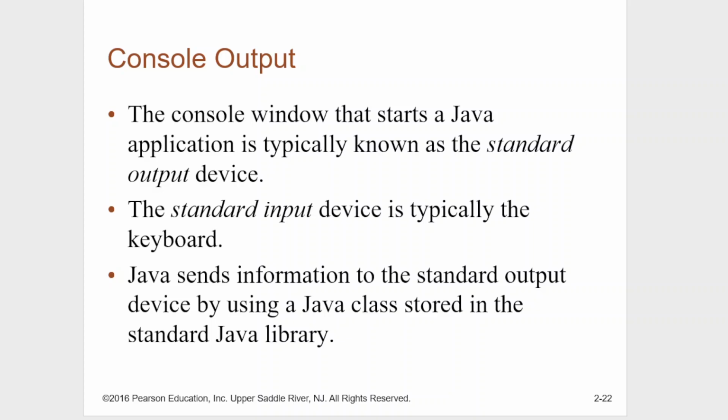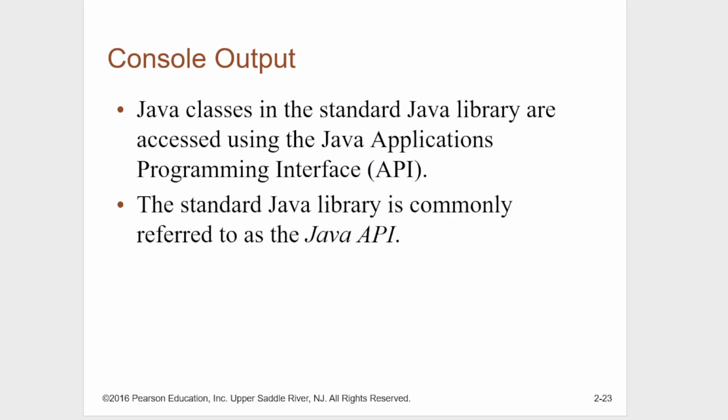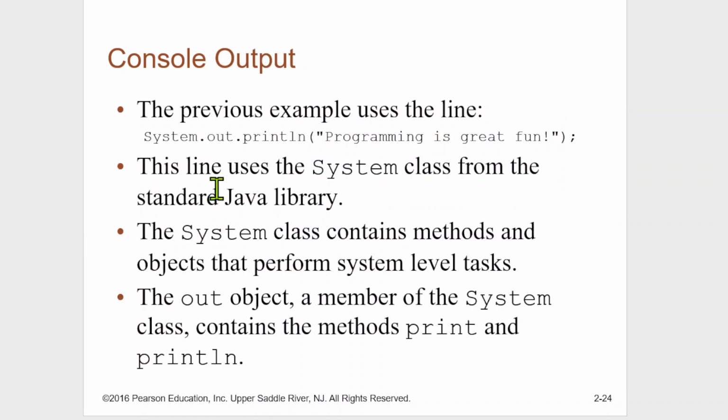Java sends information to the standard output device by using the Java class stored in the standard Java library, console output. Java classes in the standard Java library are accessed using the Java application interface. The Java standard library is commonly referred to as the Java API. We'll get deeper into what APIs are and what this means.